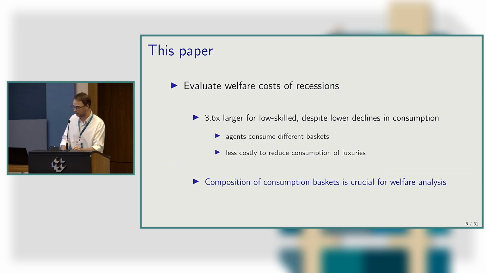That's the intuition. And then I use the model to evaluate the welfare cost of recessions, and I find that this cost is more than 3 times larger for low-skilled workers, despite their more stable consumption. And again, this is explained because people consume different baskets, and it's less costly to reduce the consumption of luxury goods, or to postpone the consumption of those goods. So highlighting that the composition of consumption baskets is crucial for any welfare analysis.